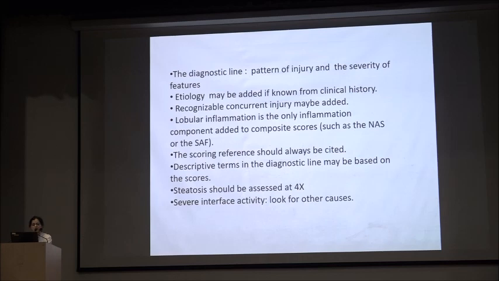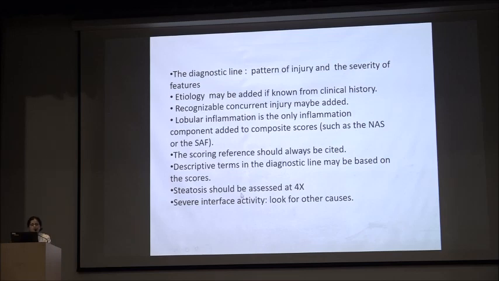So the final reporting recommendations by this group are that the final diagnostic line in the report should include both the pattern of injury and the severity of the features. If the etiology is known from the clinical history, it should definitely be added to the report. If there is a dual pathology, it can also be added to the report if there is a supporting history. Though they have included portal inflammation, they have acknowledged that lobular inflammation is the only inflammation component added to composite scores such as NASH or the SAF system. The scoring reference should always be cited.